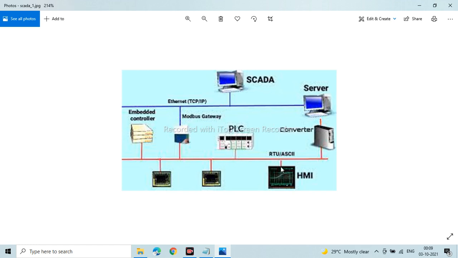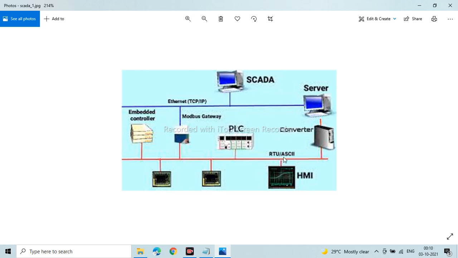It is connected to the HMI. Here is an embedded controller. We use the Ethernet TCP/IP communication, and the second communication is Modbus TCP/IP.